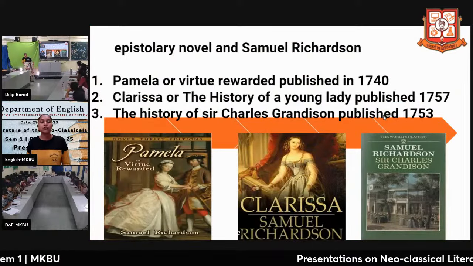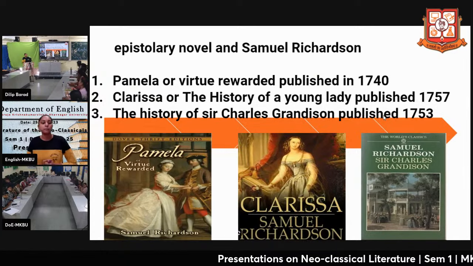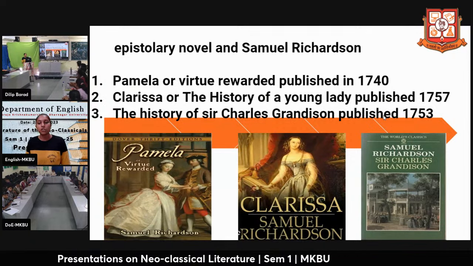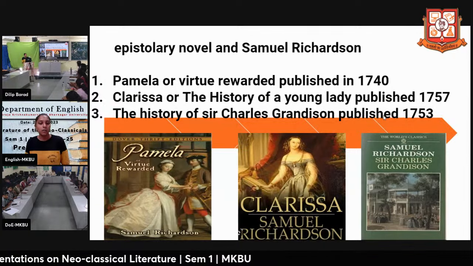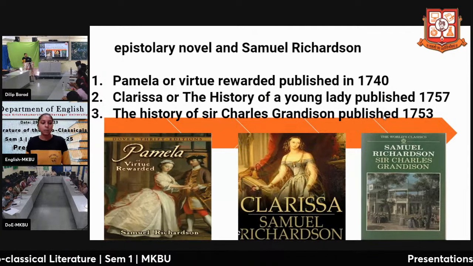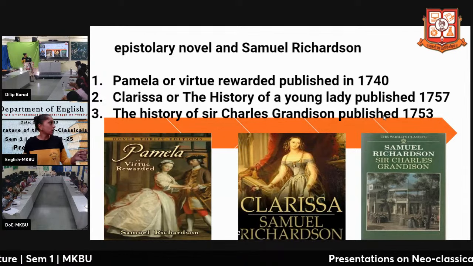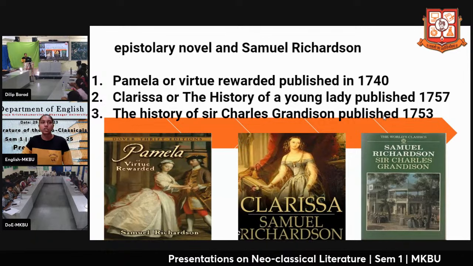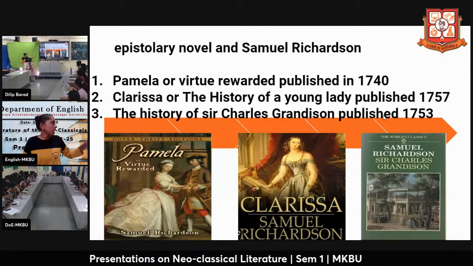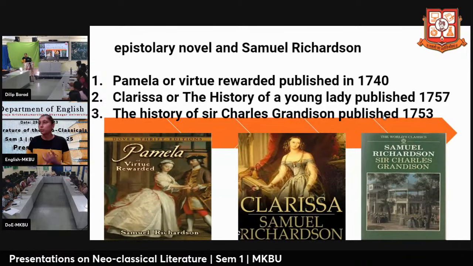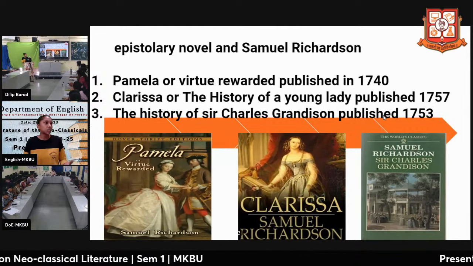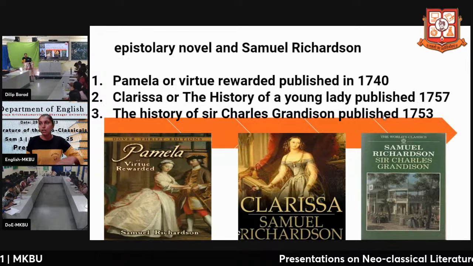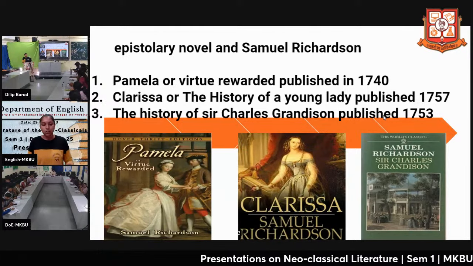Samuel Richardson has given us three epistolary novels. Here is Pamela. It was published in 1740, subtitled Virtue Rewarded. When we are reading Pamela, we can easily connect that Samuel Richardson, as I mentioned, was a sentimental writer. Pamela deals with virtue, purity, sentiment, and chastity, and how she holds her purity throughout the whole situation, her whole life.